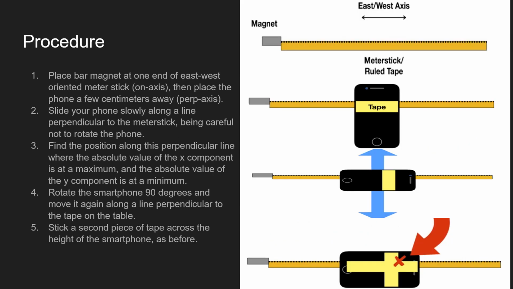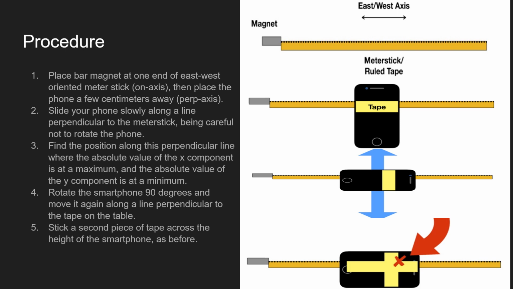For the procedure of this lab, the first step was to place a bar magnet at one end of an east-west oriented meter stick on axis, and then place the phone a few centimeters away, which was on the perpendicular axis. Then you would slide your phone slowly along a line perpendicular to the meter stick, being careful not to rotate the phone. Then you would find the position along this perpendicular line where the absolute value of the x component is at a maximum and the absolute value of the y component is at a minimum.